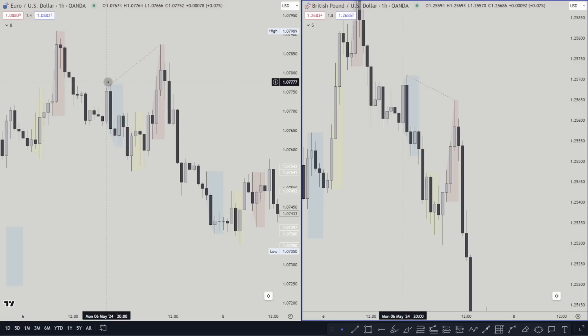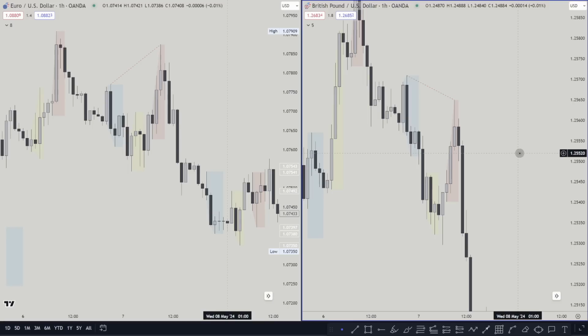So what we see here is that we're taking a high here, Asian high being taken by New York, and on EU we did take that high. On GU on the other hand, that's the high, we did not take it. So we're just going inside of this OB that was created on the Asian session.